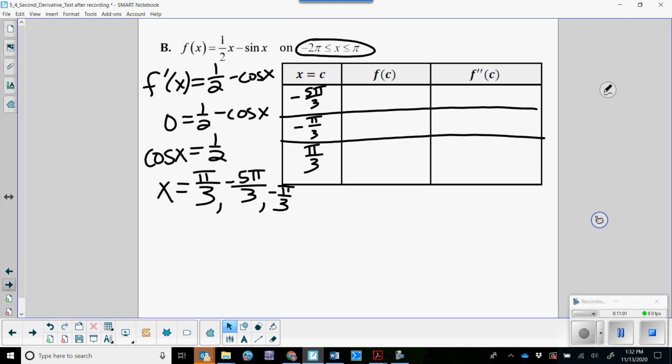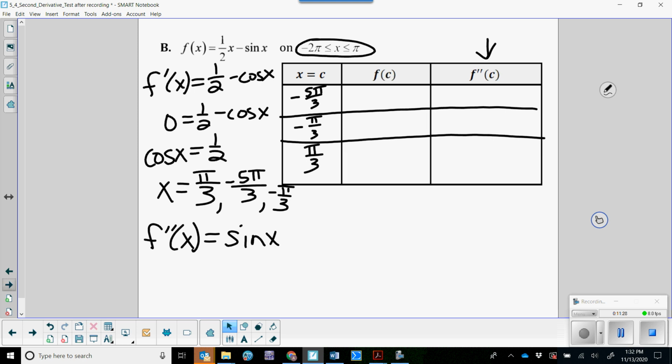And I don't know why they have f of c there. I guess I would just do that if I found out that I had to find the max or min, okay? So right now what I want to know is, if I plug these things into f double prime, do I get positive or negative? Okay, so that means I need to find f double prime. So what is f double prime?